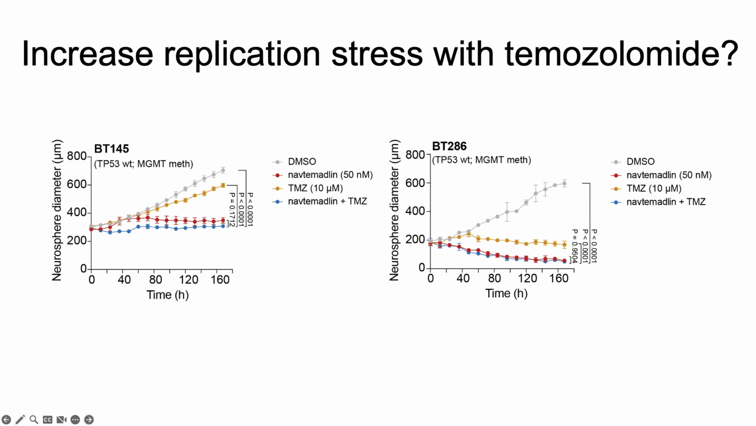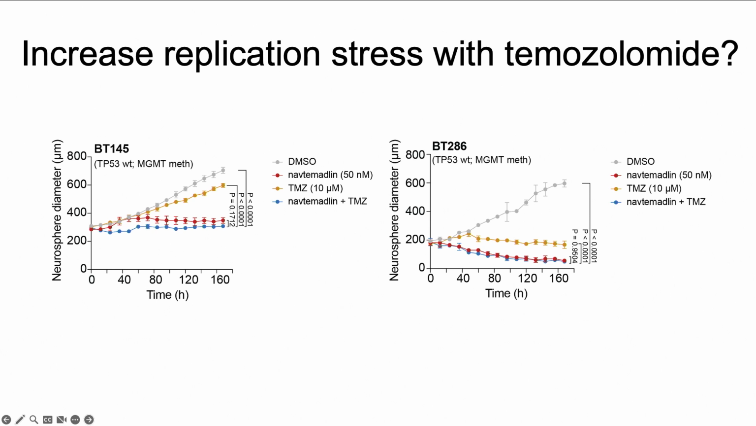P53 reactivation works by taking advantage of replication stress, right? The cells are dividing, their DNA is damaged, and P53 notices that their DNA is damaged and that they're trying to divide too quickly, and it kills them. So can you increase replication stress and cause more cell death?